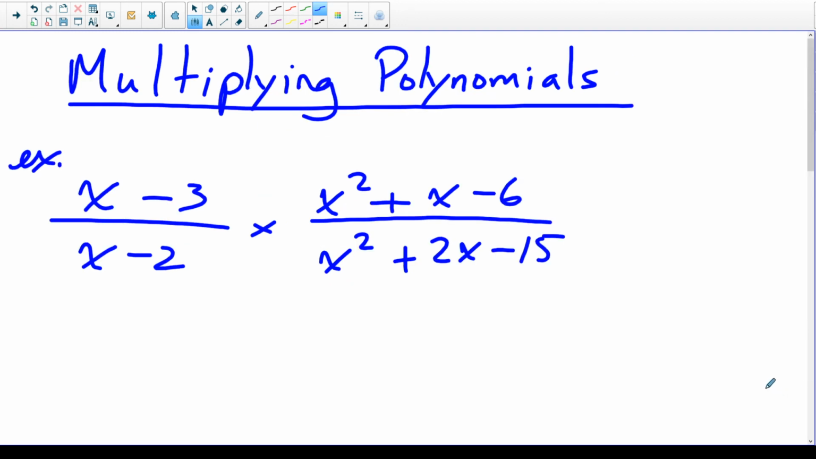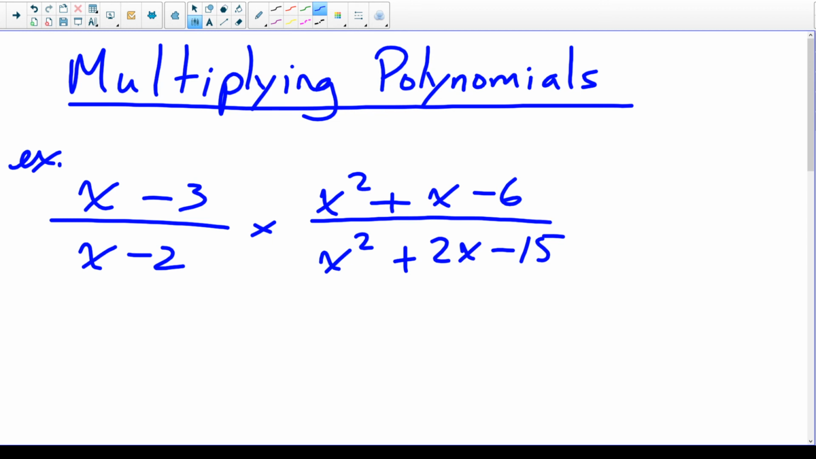Okay, this example I'm going to present as kind of more of an introduction to tomorrow's topic. I just want your brain starting to think about this. How would we go about multiplying these two expressions? And we also have to state the restrictions. Now, the first thing I want to make sure everybody understands is you do not need a common denominator here. This is a multiplication, so you're just doing top times top and bottom times bottom.